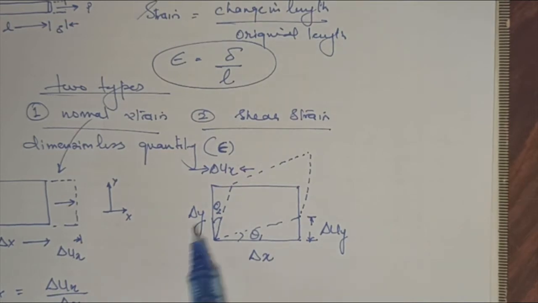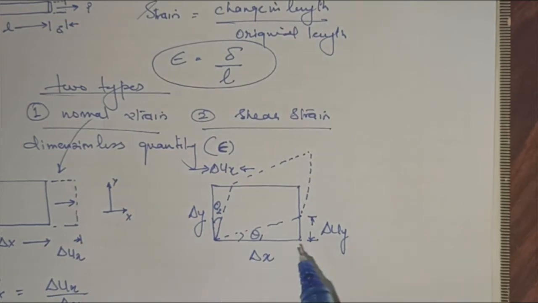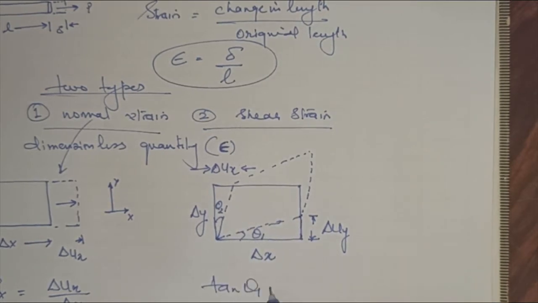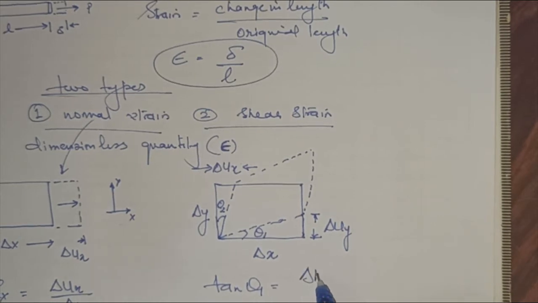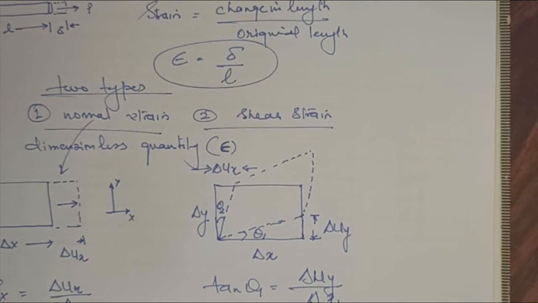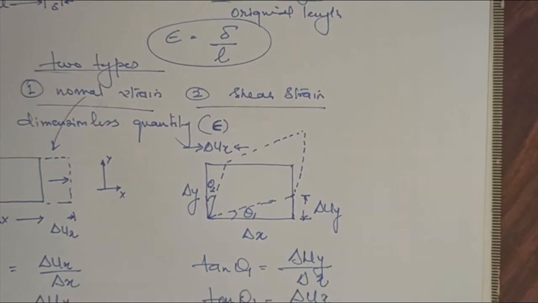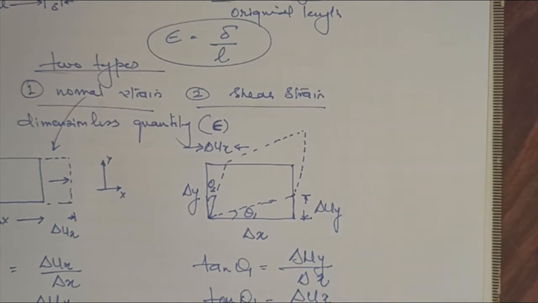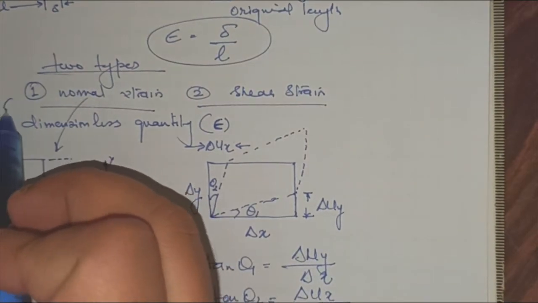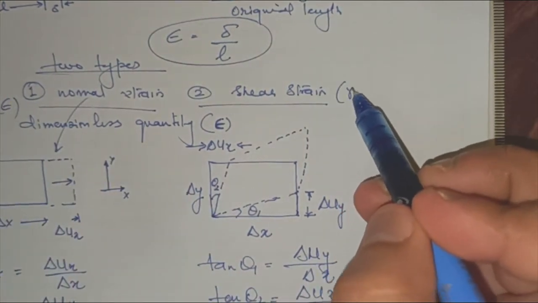Correct? So what will be this deformation? If this is linear, then this is tan theta 1. This will be delta uy by delta x, and similarly tan theta 2 will be delta ux by delta y. So your overall shear strain will be tan theta 1 plus tan theta 2. Now in the case of normal strain, we represent the normal strain by epsilon. However, we represent the shear strain by gamma.